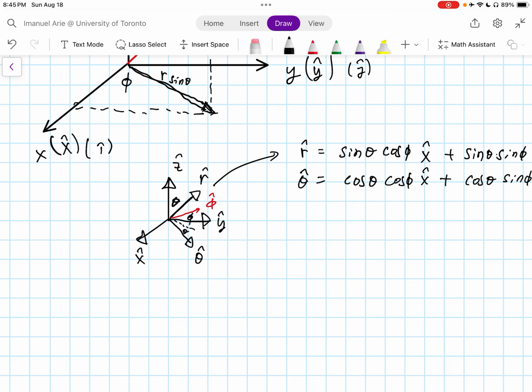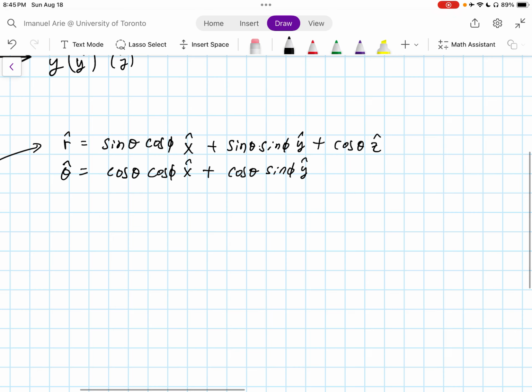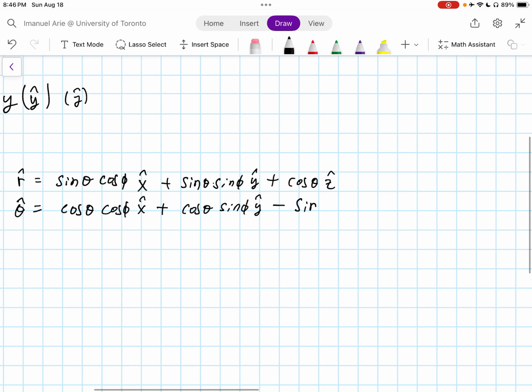Now, since theta hat points downward, we can say that theta hat is in the negative z region. Hence, the z component of theta hat is going to be negative because it's in the region where z is less than 0. So we get minus sine theta here, right?